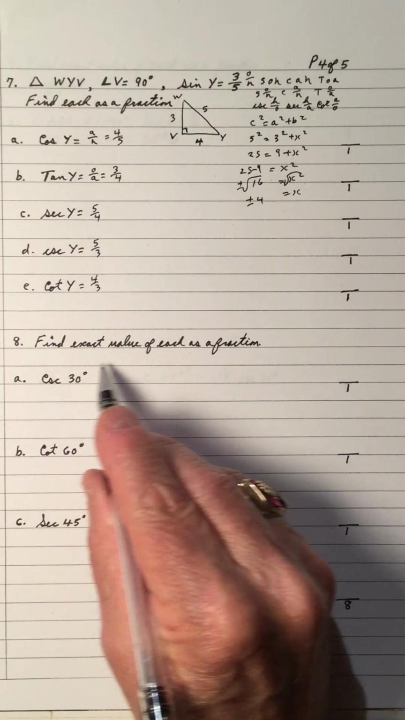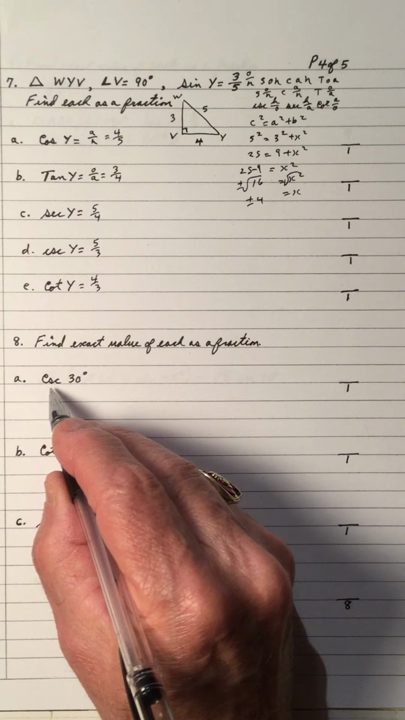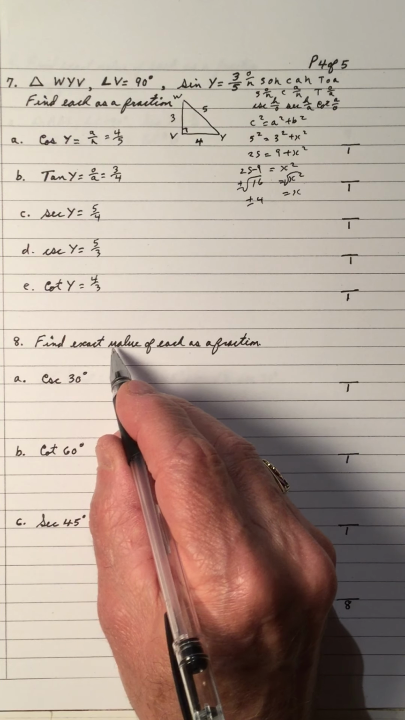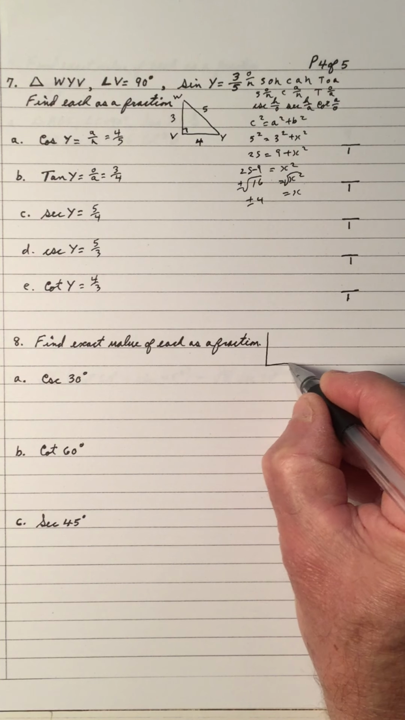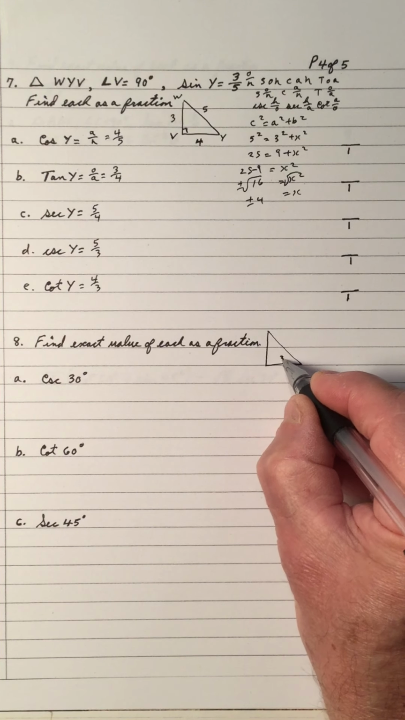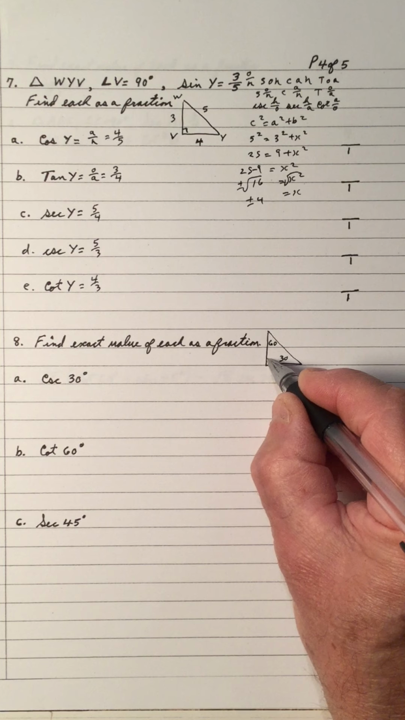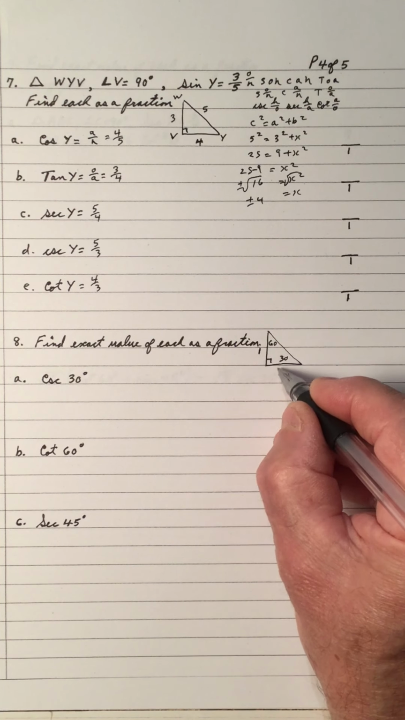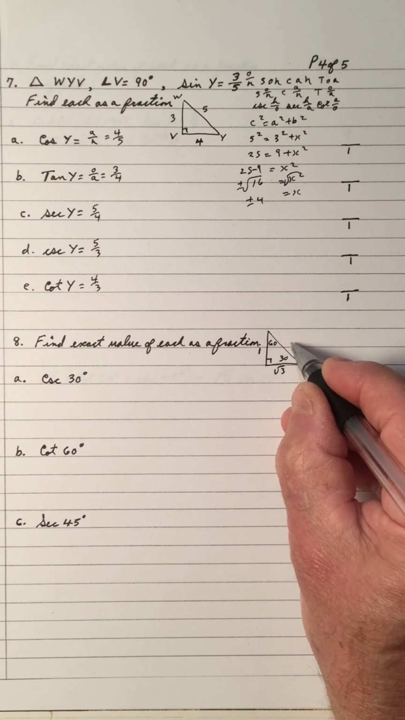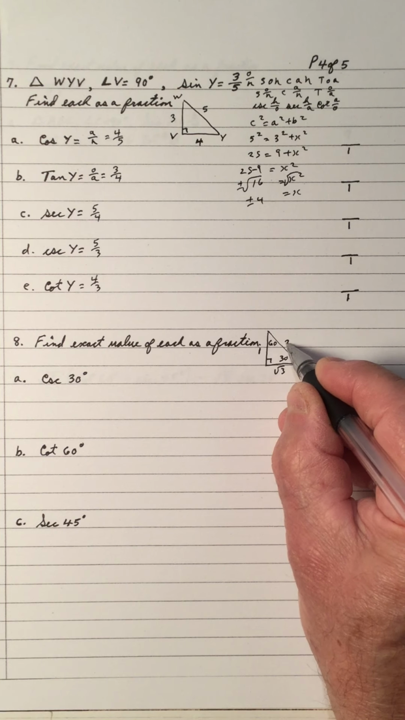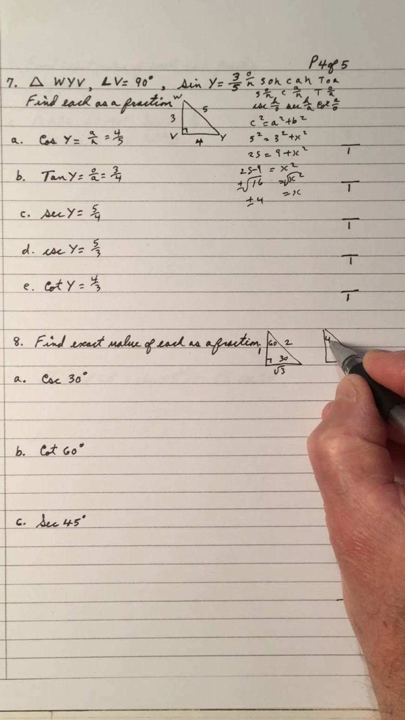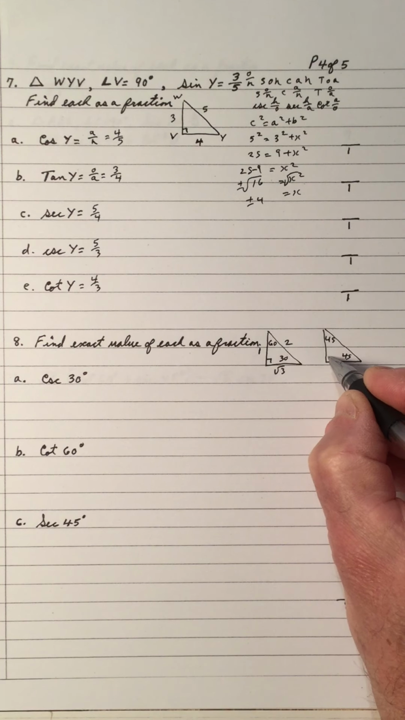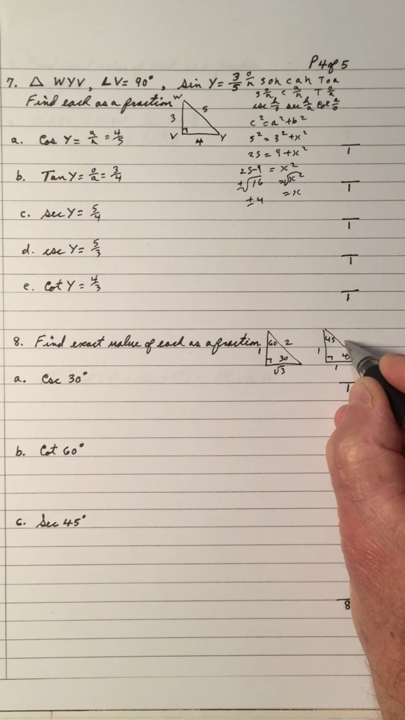Now we have to find the exact value as a fraction. Exact value means if there are any roots, don't change them to a decimal. So we have two triangles that I have to memorize. The 30, 60, 90: opposite 30 is 1, opposite 60 is root 3, opposite the right angle, the hypotenuse, is 2. And the 45 right triangle, 45, 45 has sides 1, 1.